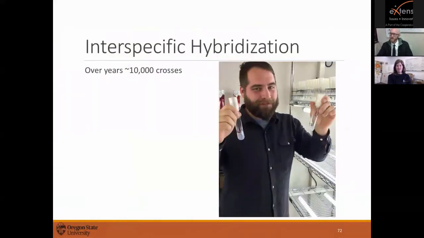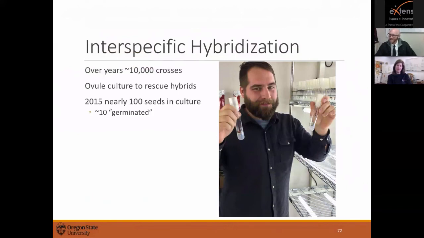Over the years, we tried a little over 10,000 crosses, and we attempted, as you see here, this is Justin Schulze. He was a master's student with my program, and tried ovule culture to rescue hybrids because it is a wide hybrid and it's expected to be hard. So you can't just make a cross, collect seed, sow it. So we tried fairly hard to get this. This is in 2015 that Justin is holding here.